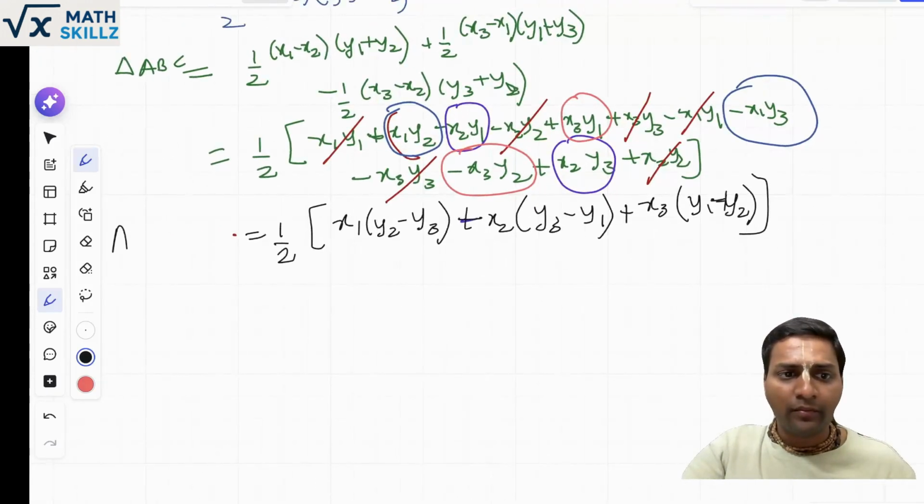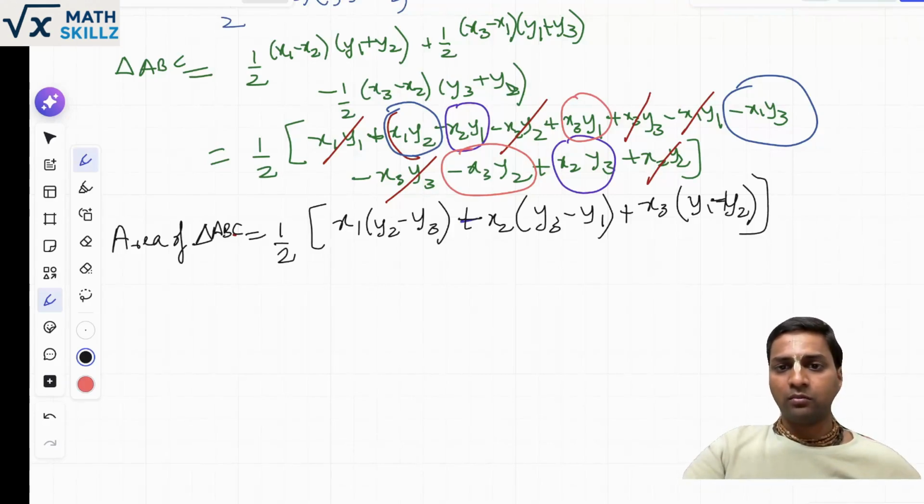This is the formula for the area of triangle ABC, where A, B and C coordinates are given as x1, y1, x2, y2 and x3, y3. So this is a part of your coordinate geometry.